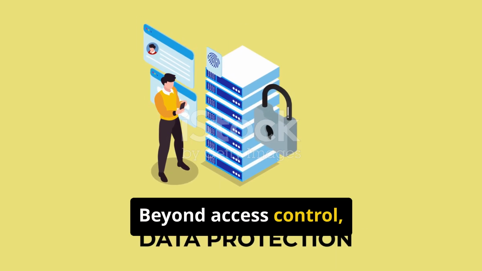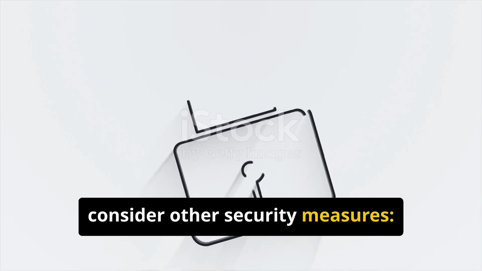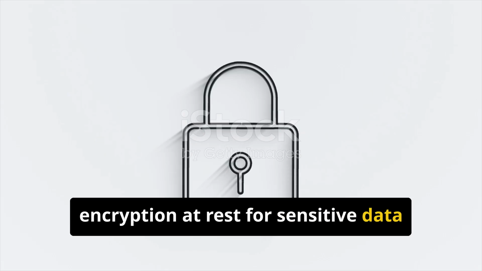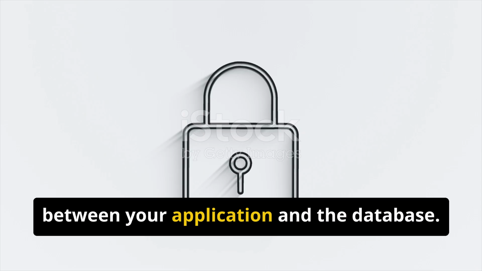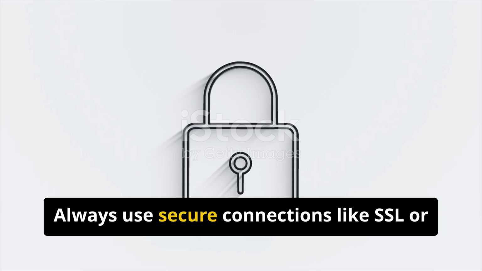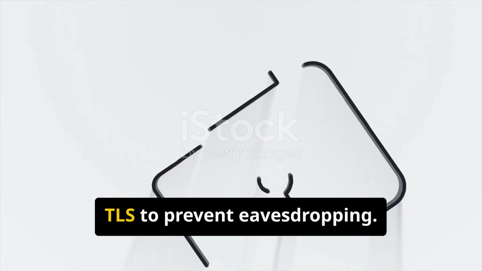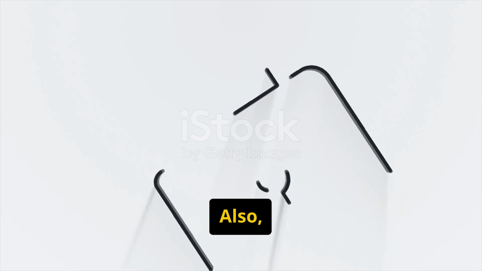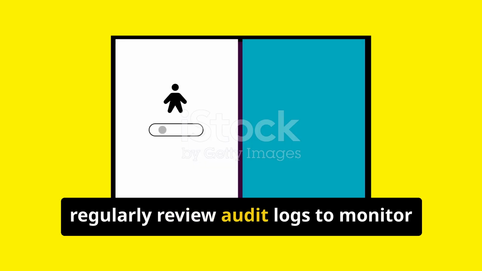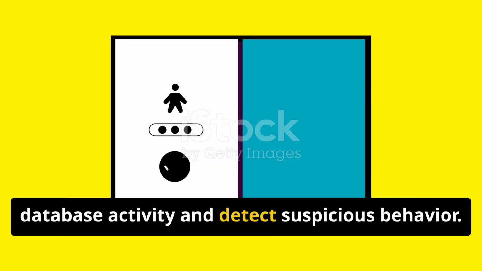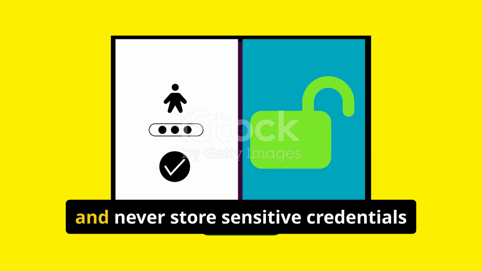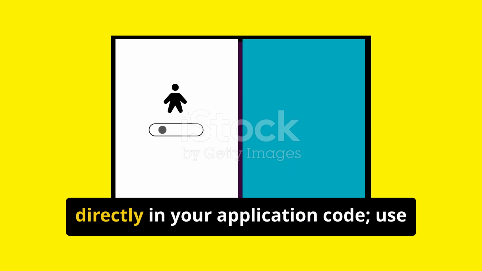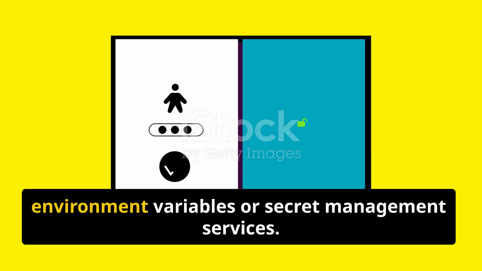Beyond access control, consider other security measures: encryption at rest for sensitive data stored on disk, and encryption in transit for data moving between your application and the database. Always use secure connections like SSL or TLS to prevent eavesdropping. Also, regularly review audit logs to monitor database activity and detect suspicious behavior. Implement strong password policies, and never store sensitive credentials directly in your application code. Use environment variables or secret management services.